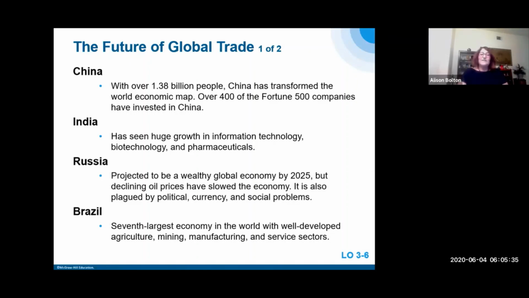Brazil, 7th largest economy in the world. I bet they're more developed than anyone in agriculture, mining, manufacturing, and the service sector. They know how to take care of each other. They're known in that way because these are people who are raised in the country, not in the city, and have been taught how to work with each other and make things come together.